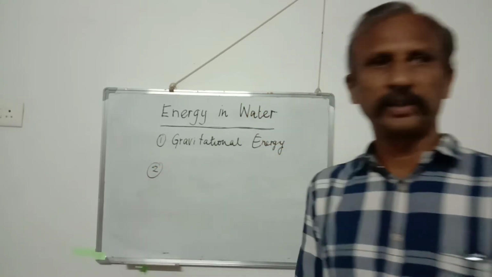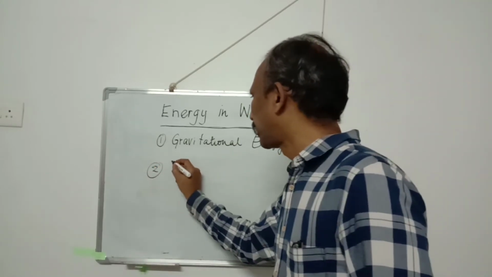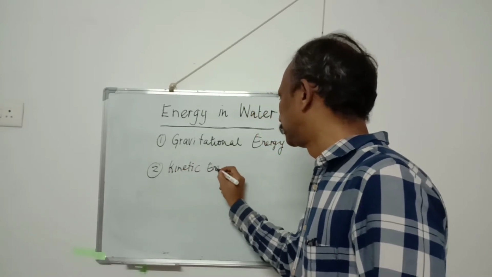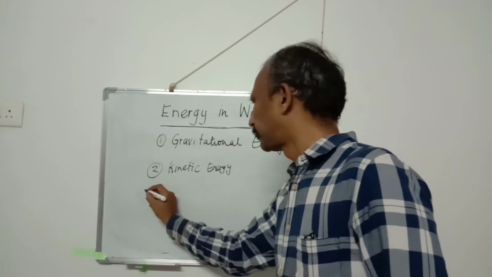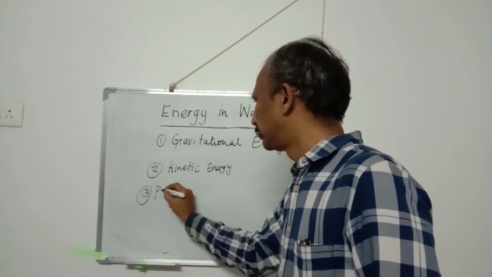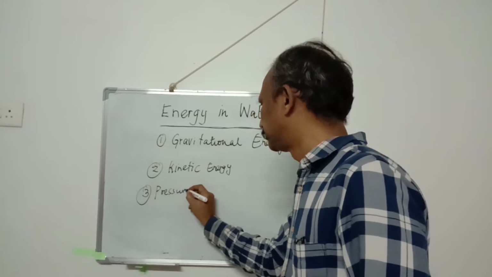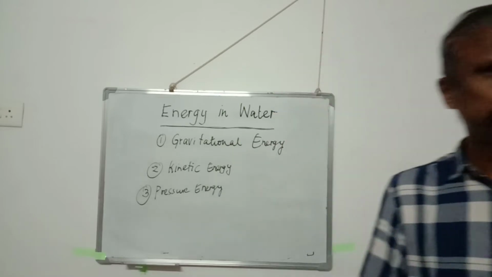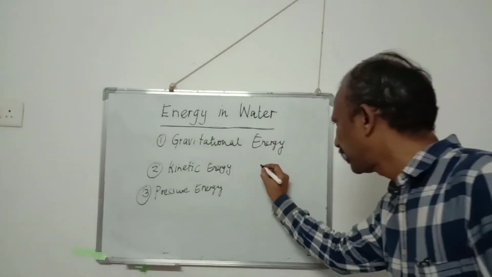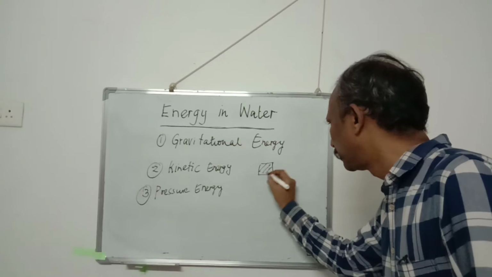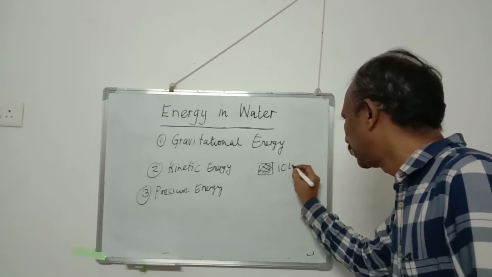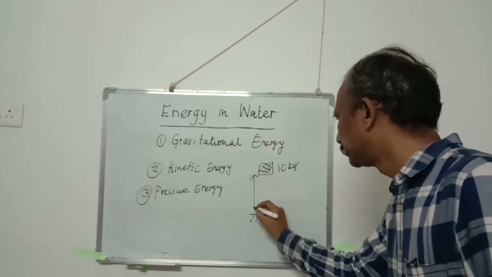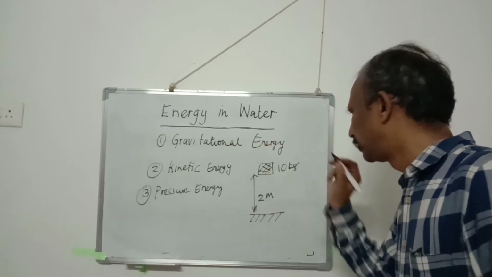Second is kinetic energy. Third is pressure energy. We will take the same example I took previously, that is 10 kg of mass at a height of 2 meters.